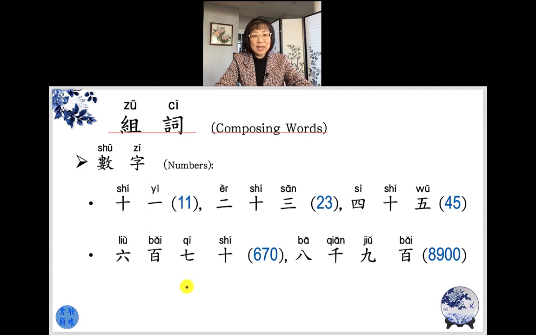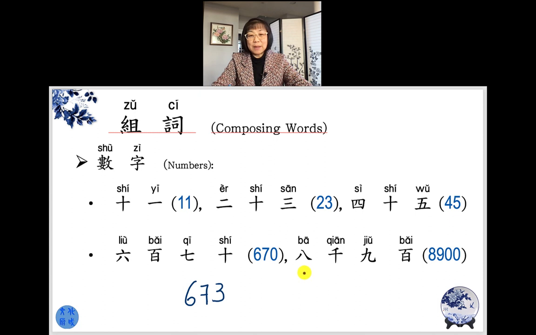Now I have a question for you. If you want to say 673, how would you say it in Chinese? It's very easy. 六百七十三. So now you can compose any 670 something from 1 to 10.